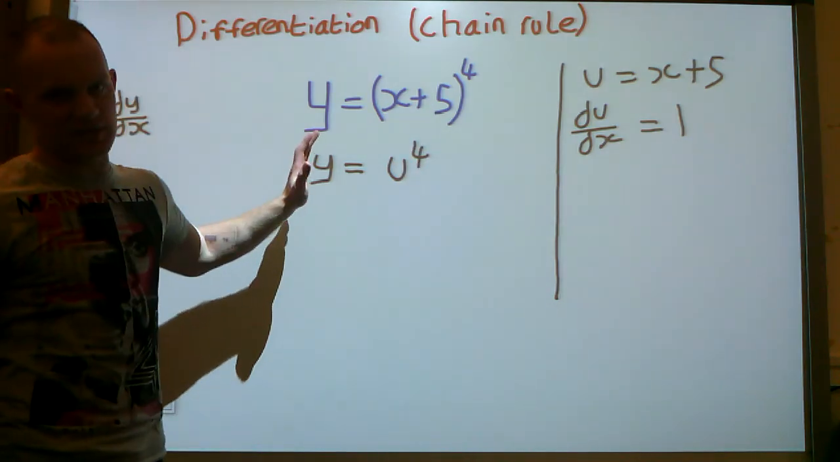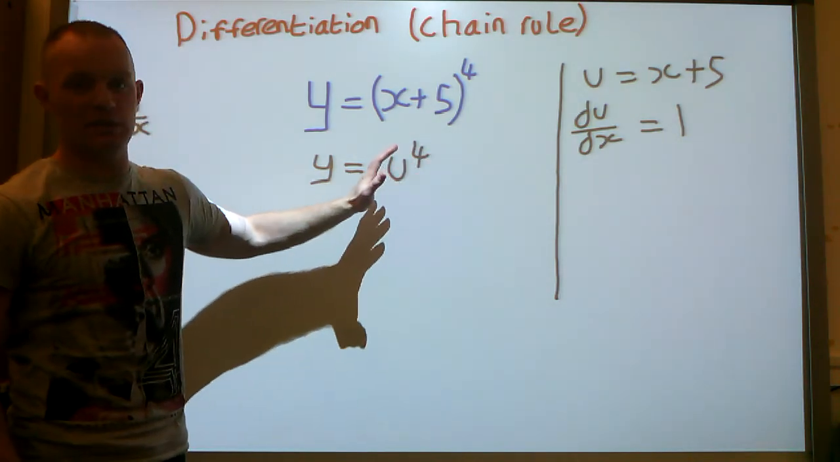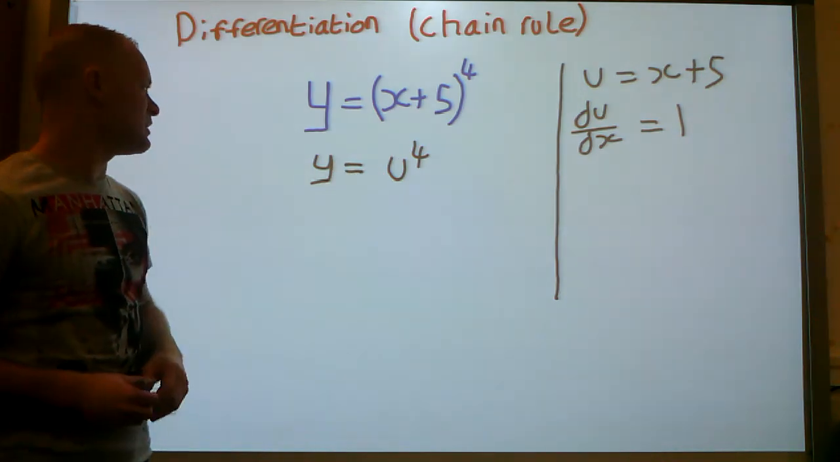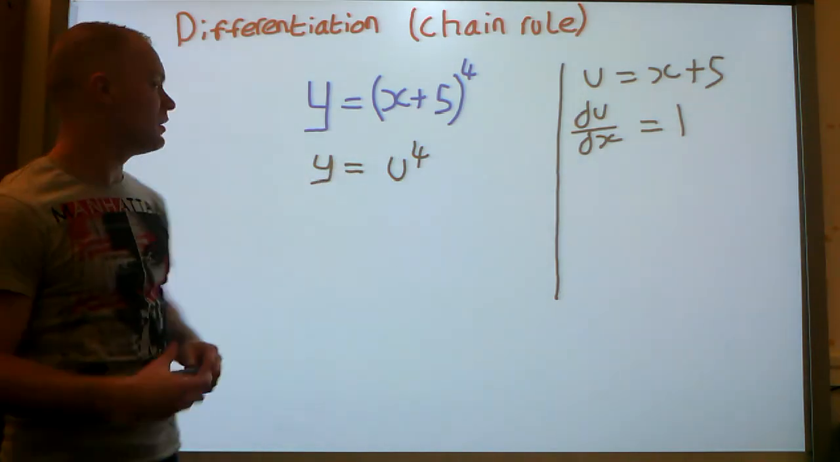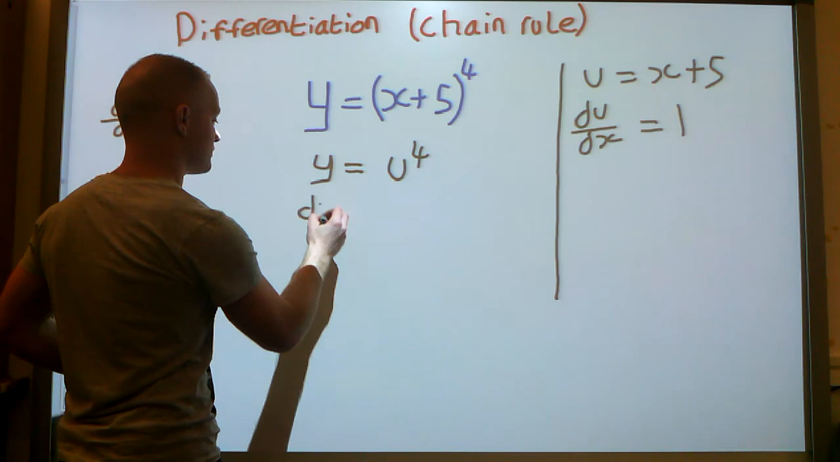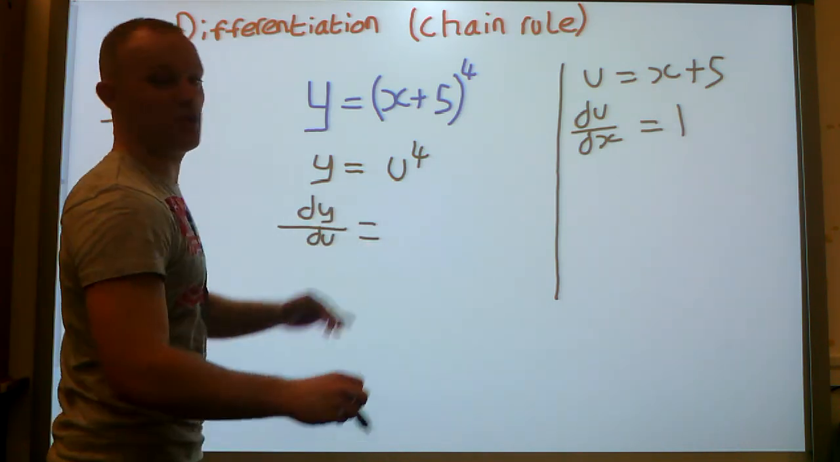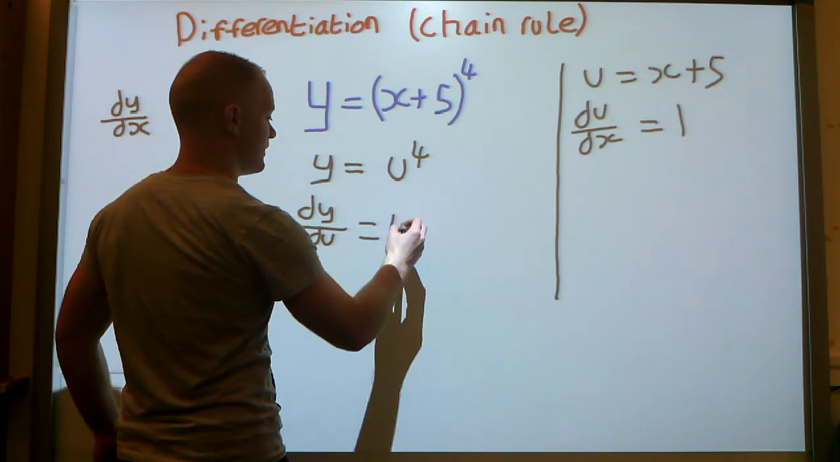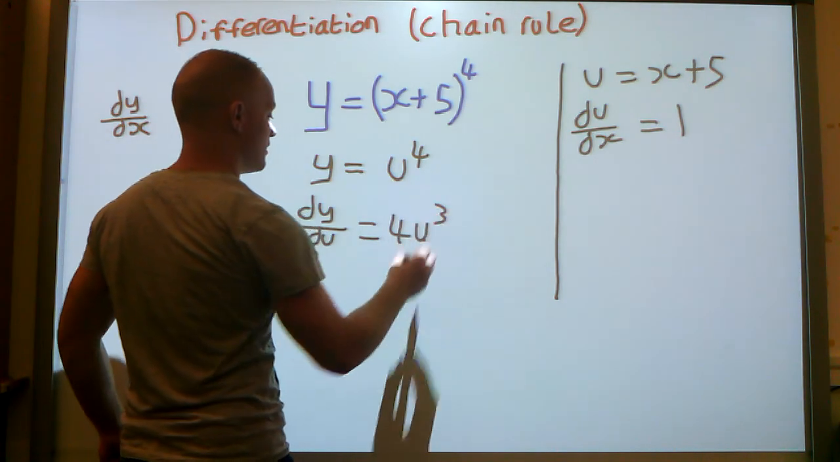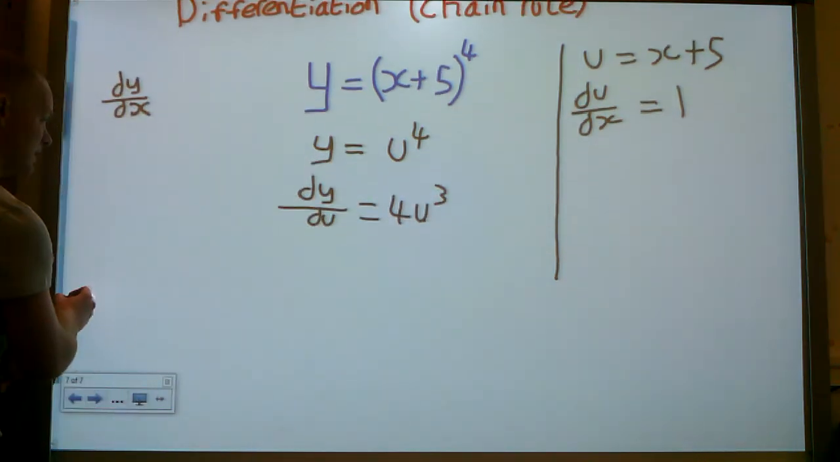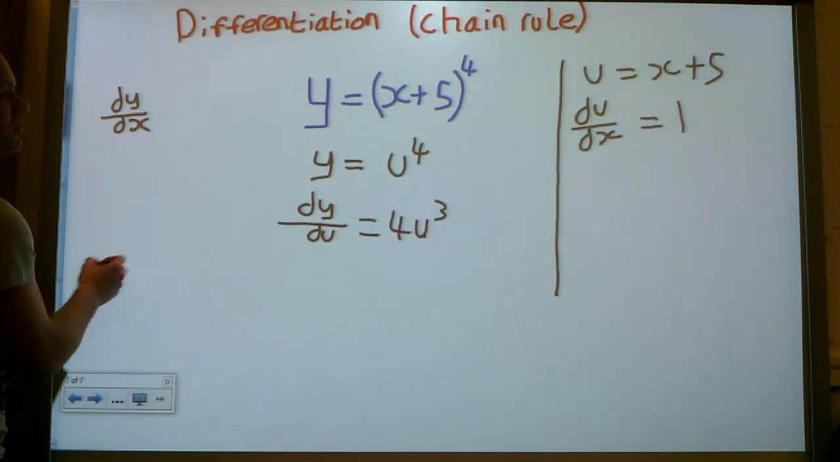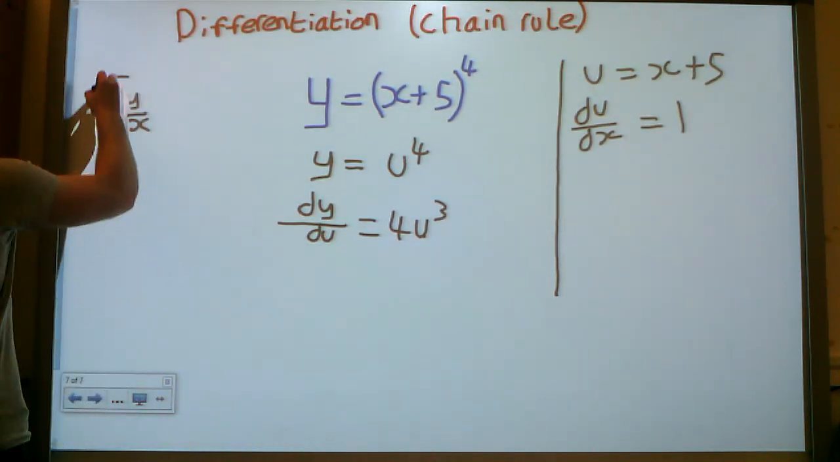Okay, so we can't differentiate y with respect to x because we have a u term on the right hand side. What we can do is differentiate y with respect to u. So dy du is equal to 4u cubed, which is very straightforward. Now, what we should also know is, that's dy du. We have du dx. We want dy dx.